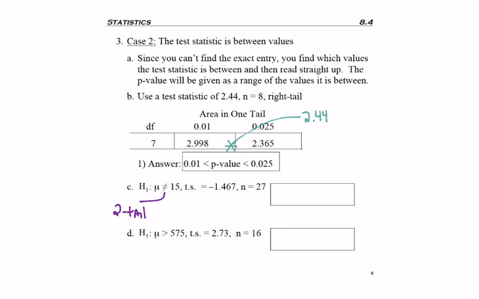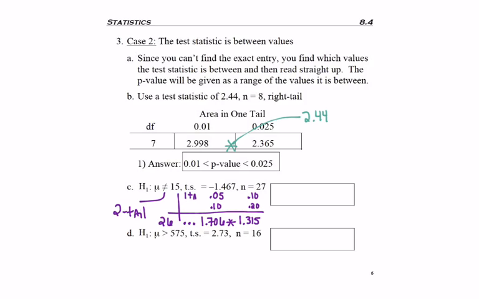Okay, problem C. I have a two-tailed test because I have not equal to. So I go to row n-1, which in this case is row 26. With a two-tailed test, you can have a negative test statistic. Remember that our table only lists positive numbers, so technically I'm only looking for positive 1.467. As I read across, I saw 1.706, which is too big, and then 1.315, which is too small. So my number would have been in between those.